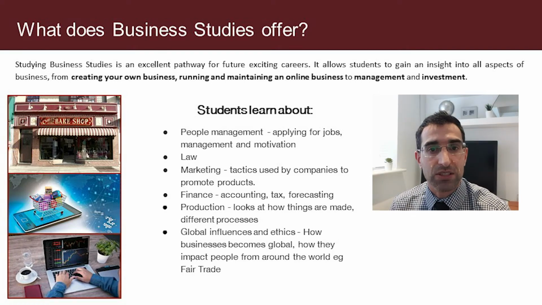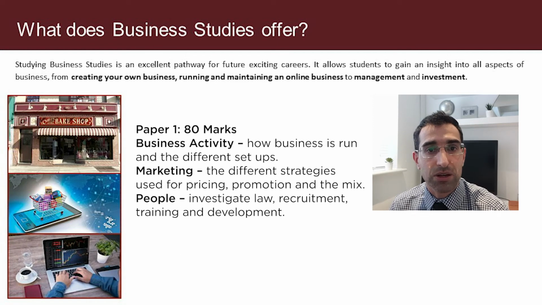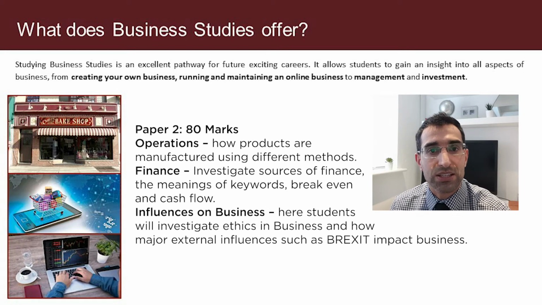By the end of year 11, students will be sitting 2 exams. Each paper is made up of 80 marks and 3 units. The first 3 units are in the center of the screen right now. So we've got business activity, we've got marketing, and we've got people. The second exam is made up of an additional 3 units. We've got operations, we've got finance, and we've got influences on business.